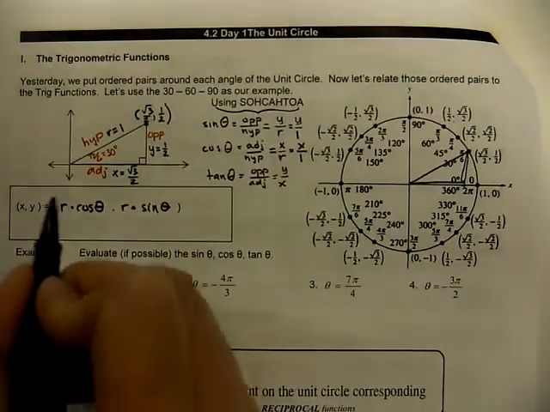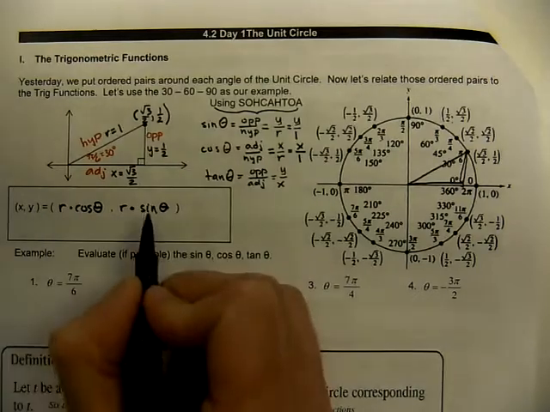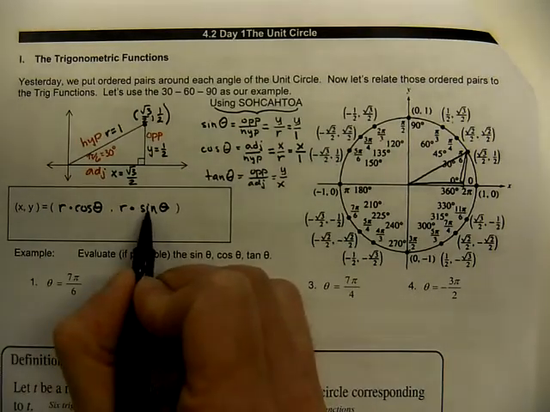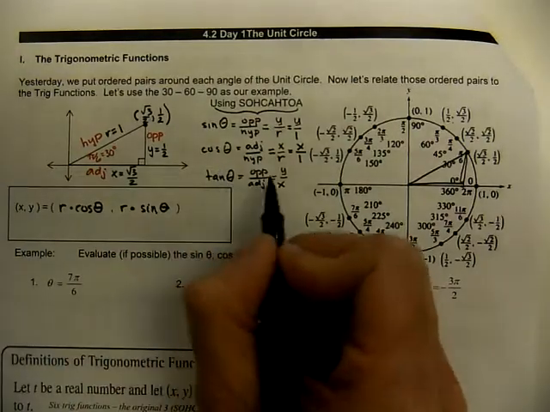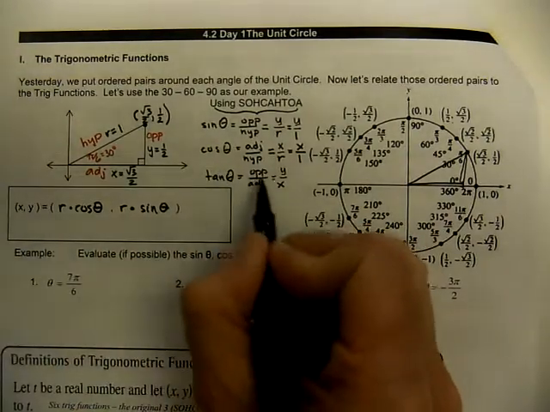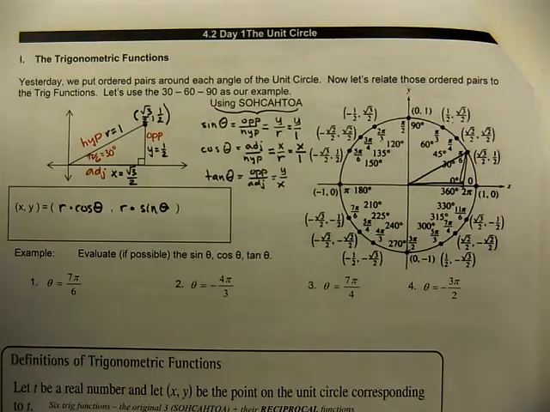So when we say what is the cosine, you can associate that with the x coordinate. When we say what is the sine, you can associate that with the y coordinate. And when we say tangent, well, you need both. You need both y and x coordinates, and you set it up like this. So let's evaluate the sine, the cosine, the tangent of some of these reference angles.